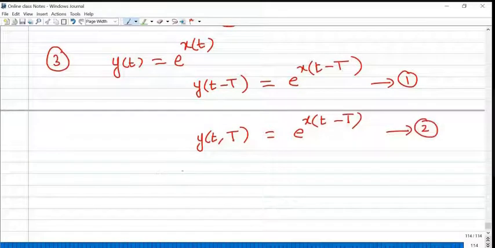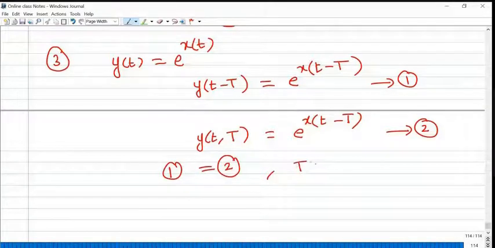So in this particular system, the output of the system delayed by T amount of time is equal to the output of the system due to delayed input x of t minus T. So 1 is equal to 2. Therefore, this system is a time invariant system.